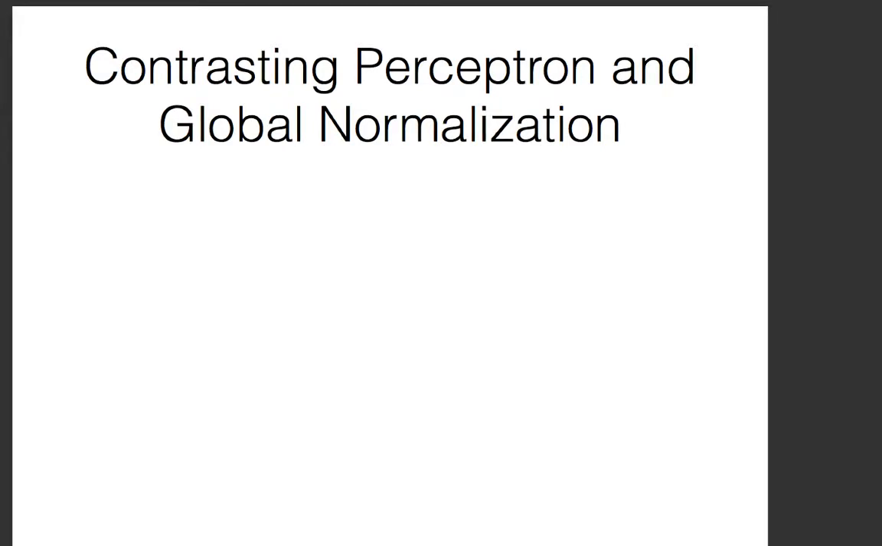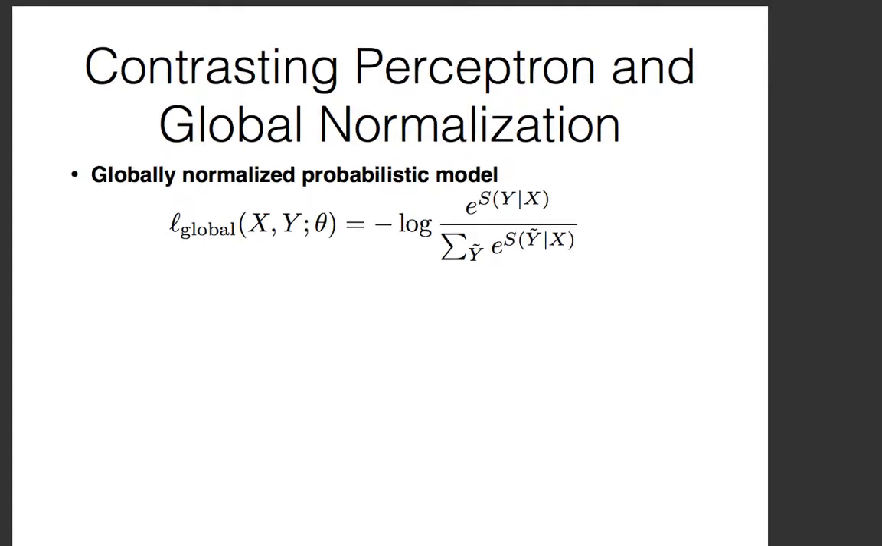So let's contrast the perceptron and global normalization. If we look at our globally normalized probabilistic model, it looked a bit like this. We took the score for the entire sequence and we normalized it by all of the sequences that we could be generating.